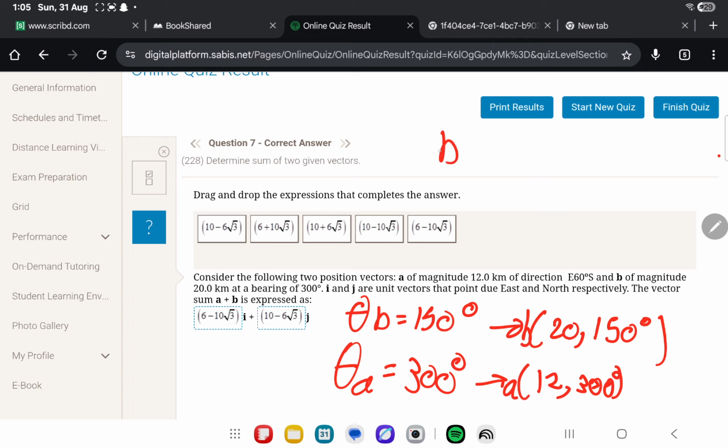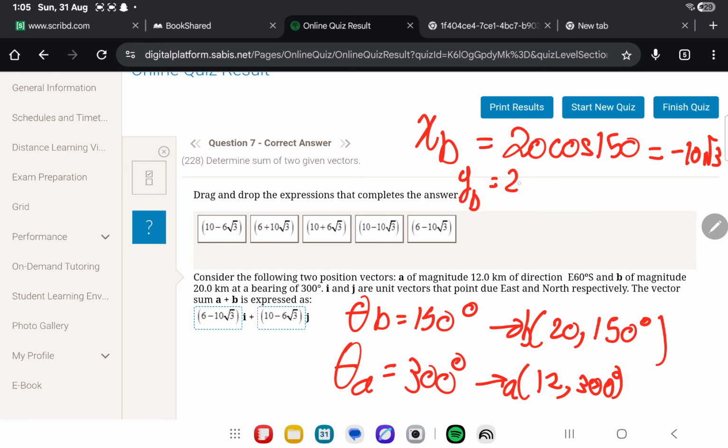So the x of B is going to equal 20 cosine 150, which gives me negative 10 radical 3. Meanwhile, the y of B will give me 20 sine 150, which if you think about it is the same thing as 20 sine 30, so it actually should be just 10. So let me just make sure. Yeah, it's 10. Okay, now x of A is going to equal 12 cosine 300, which is the same thing as 12 cosine 60, I think. So 12 cosine 300, 6.